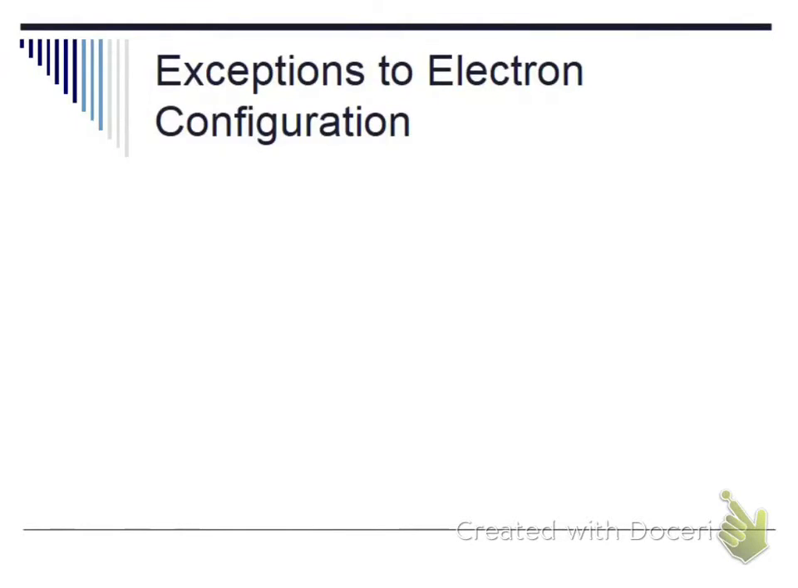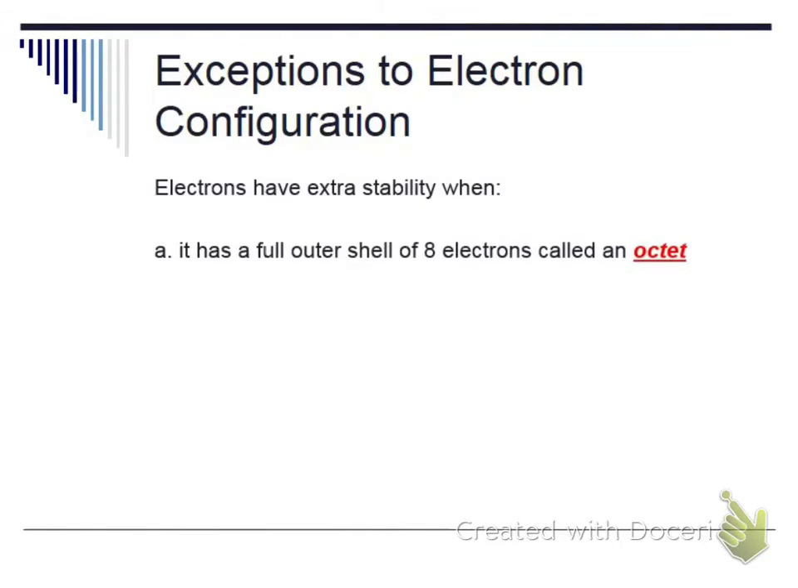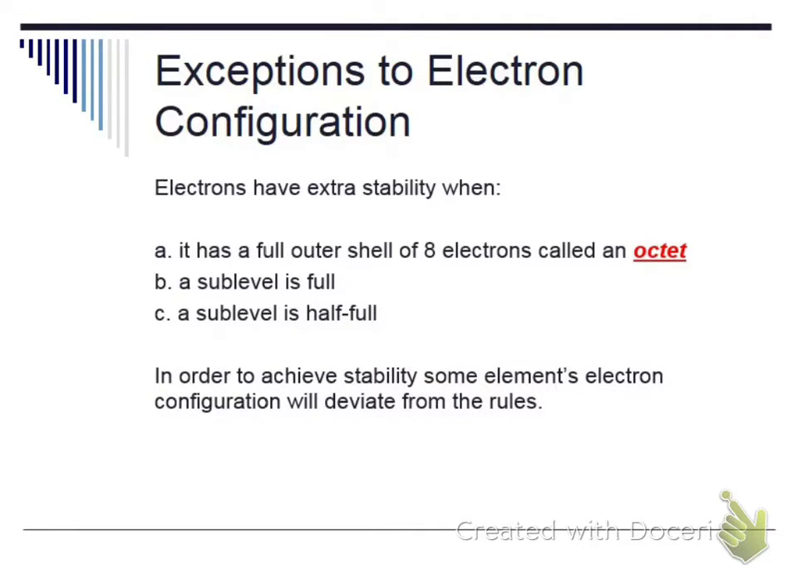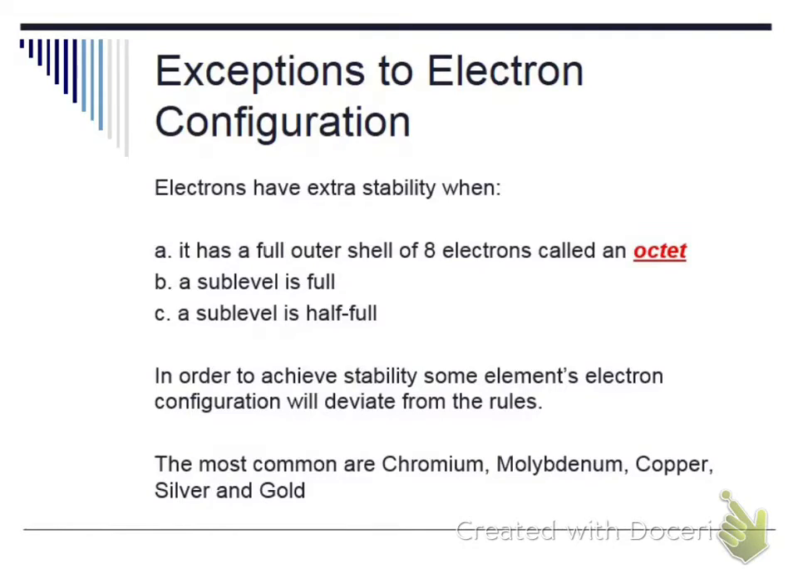All right, so the exceptions to the electron configuration. Before we talk about the exceptions, I need to tell you when atoms have the most stability. They are most stable if they have a full outer shell of 8 electrons. We call that an octet. When we're talking about the octet, we're talking about the outermost s and p orbitals, so the s2p6 when that is full.